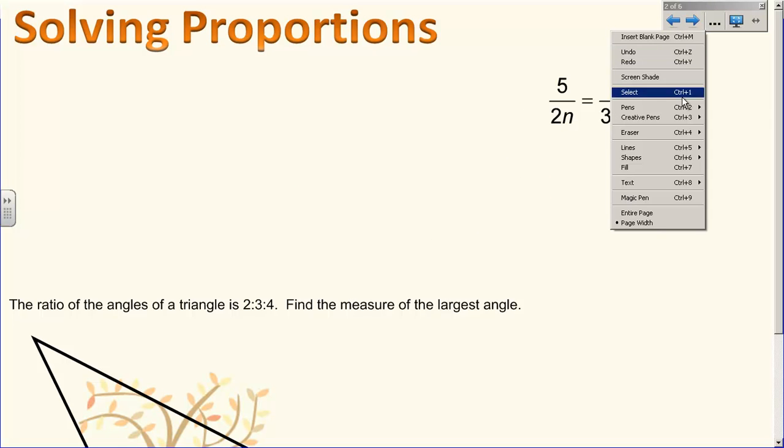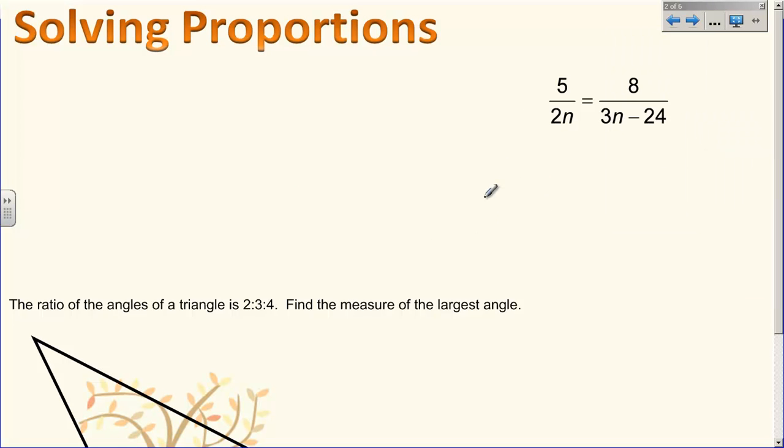Let's review solving proportions really quick. We have done this some, just to review so we make sure we know. This looks like a proportion to me. So to solve any proportion I'm given, I cross multiply. It gives me an equation, and then from that equation I can solve for the variable, in this case n.